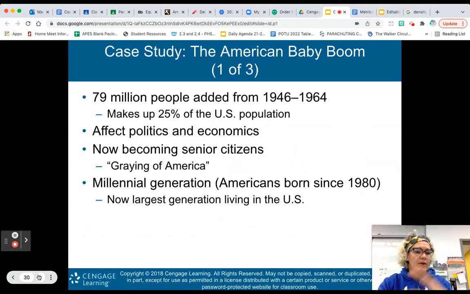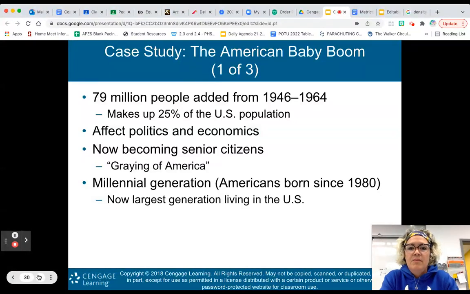All right. We know about the baby boom. Be aware of the baby boom. This cultural component, from 1946 to 1964, 79 million people were added to the U.S. population. This makes up about 25% of the U.S. population. It affected politics, economics, and education. Now this particular generation is becoming the senior citizens. It's referred to as the graying of America because we have this very large population.